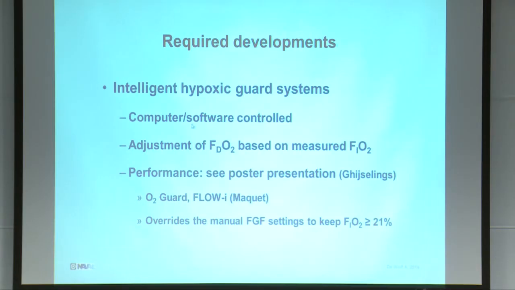And that other solution is to have an intelligent hypoxic guard system that is computer software controlled, where there is an adjustment of the FDO2 based on the measured FiO2 in all possible situations. We have actually analyzed the performance of one such system, which is the O2 guard by FlowEye. And the performance of that system is presented in a poster, and I cannot go into details on that. But what the machine does, it overrides the manual fresh gas flow settings to keep an FiO2 above 21%.